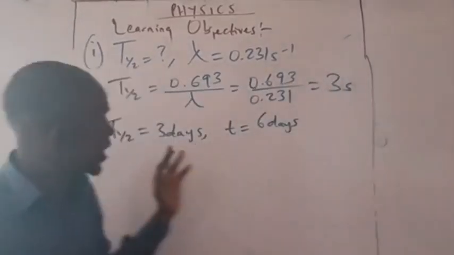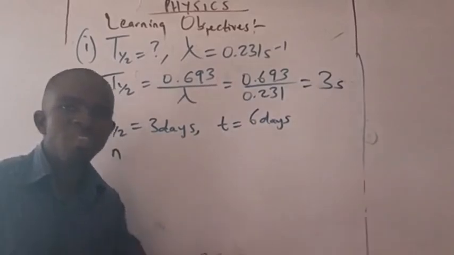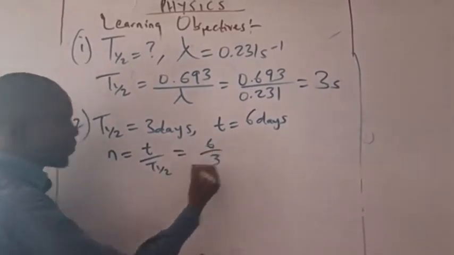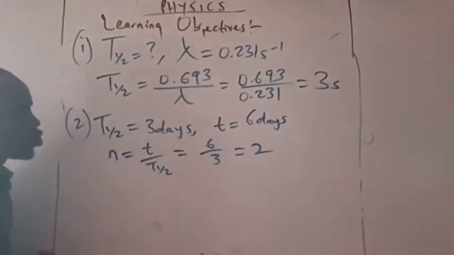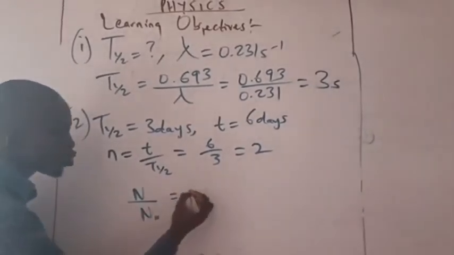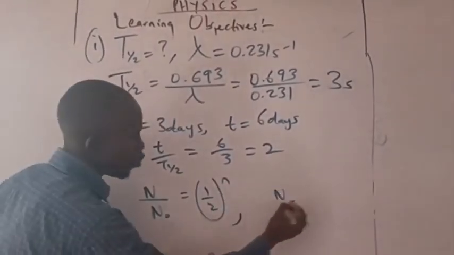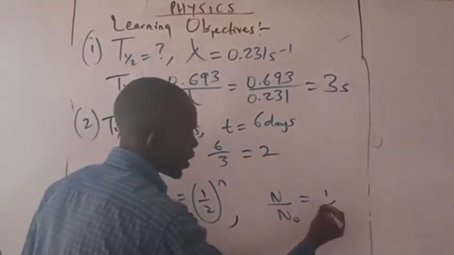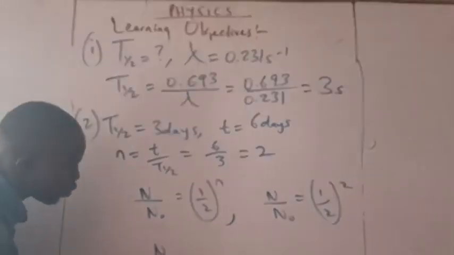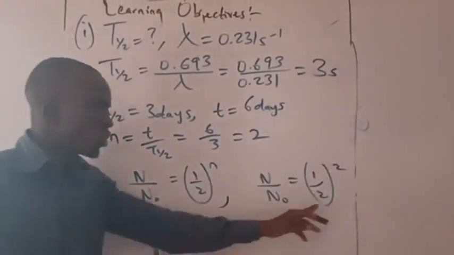Before we proceed, because they gave us time, we need to look for the number of times the radioactive element decays, which is small letter t over half-life. That will give us 6 over 3, which is the same as 2. The second formula says N over N0 equals 1 over 2 all raised to power n. Our n is already 2. So N over N0 equals 1 raised to power 2 is 1, while 2 raised to power 2 is 4.